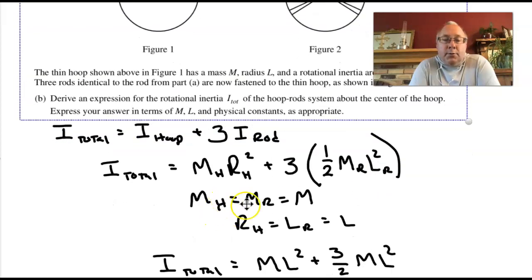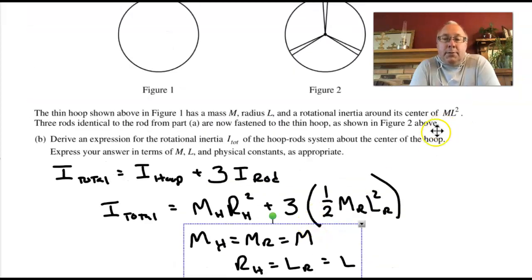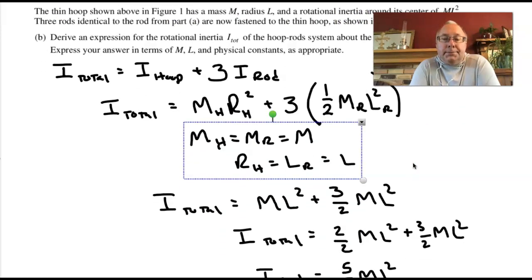So since the mass of the hoop is equal to the mass of the rod, that's stated in the problem, we'll just let that equal m. And the radius of the hoop is the same as the length of the rod, and we'll just let that be L. And by the way, they told you that the rotational inertia about the center for the thin hoop is mL squared, so you didn't have to have that memorized.